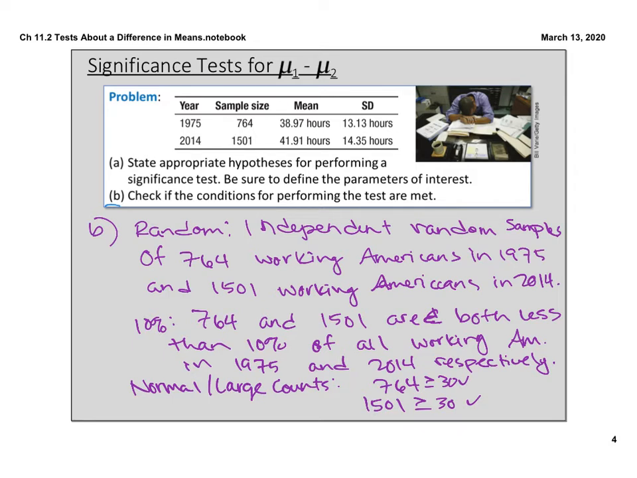Perfect. So all those conditions are still present when you're looking at a significance test for a difference of means. It's just that you have to list some of these things twice. Like, for example, I've got the two different large counts here for both samples. I have to list both parts being less than 10%. I have to talk about both being independent random samples.